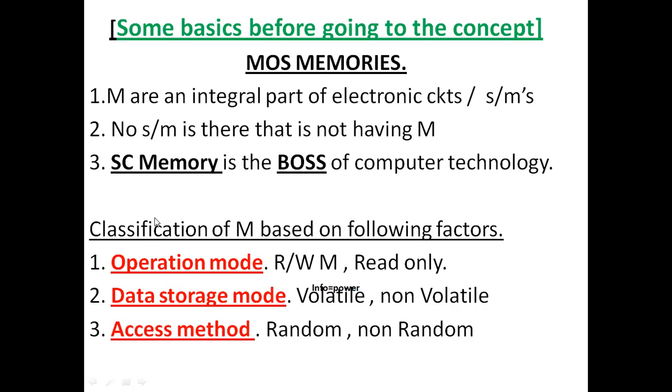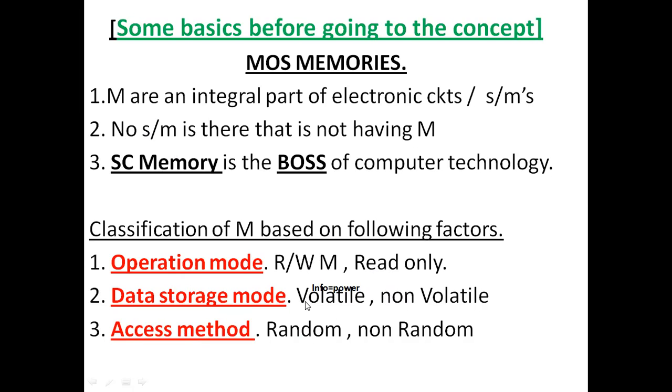Memory can be classified based upon the following factors: the operation mode, data storage mode, and access mode. Based upon the operation mode, memory can be classified as read-write memory, also called RAM, or read-only memory, ROM. Based upon the data storage mode, we can have volatile memory as well as non-volatile memory.